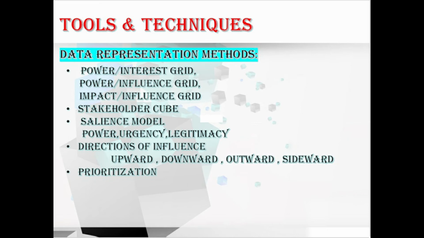Moving to the directions of influence, which contain upward, downward, outward, and sideward. Mainly this classifies the stakeholders according to their influence on the work of the project. First is upward. It mainly deals with the senior management of the performing organization, the customer organization, the sponsor, and the steering committee.